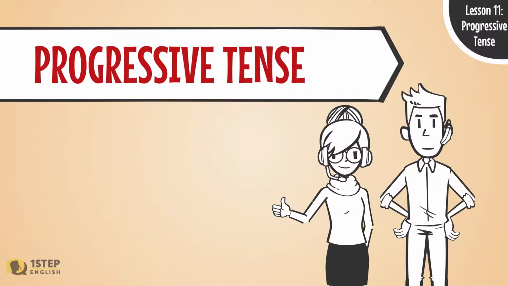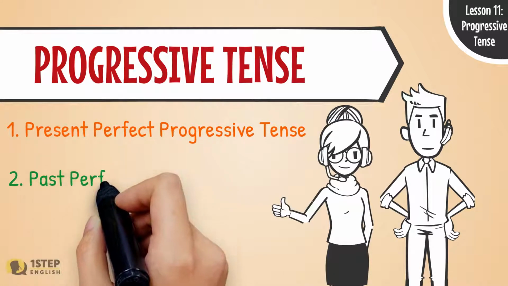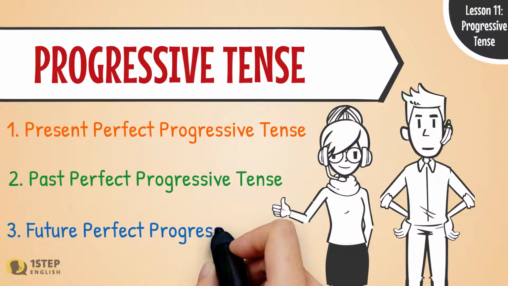In this video, we are going to talk about the three remaining types of progressive tense, namely: 1. Present perfect progressive tense. 2. Past perfect progressive tense. 3. Future perfect progressive tense.